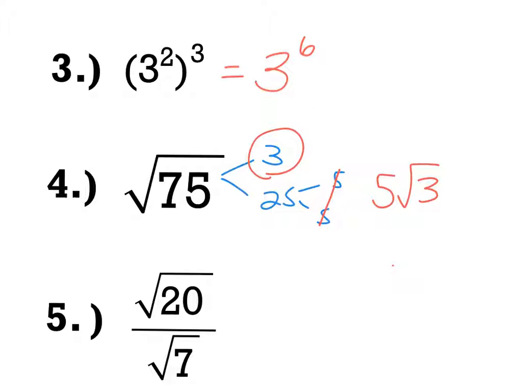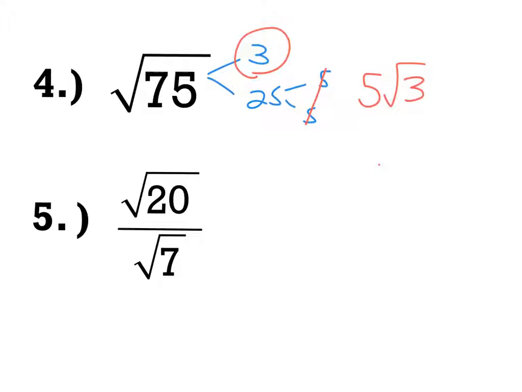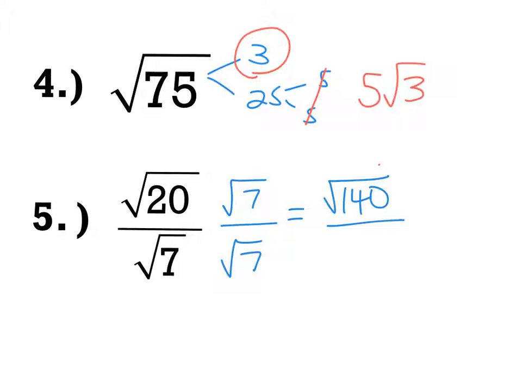Okay, and then 5, you've got a square root in the denominator. So because this is a not perfect square root, it is an irrational number, and I can't leave an irrational number in the denominator. So what's it called? Do you remember? When you get rid of it? It's called rationalizing the denominator, okay? So I want to get rid of that square root of 7 on the bottom. I multiply both the top and the bottom by the square root of 7. So square root of 7 times the square root of 7. And this becomes the square root of 140 over the square root of 7 times the square root of 7, which is what? 7. Good.